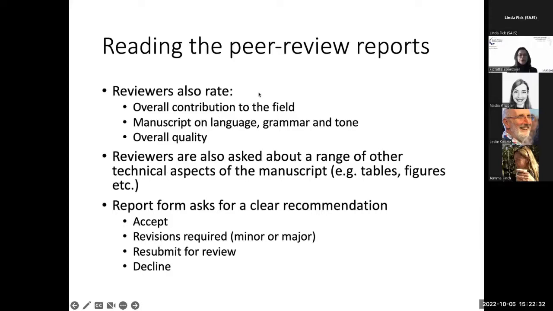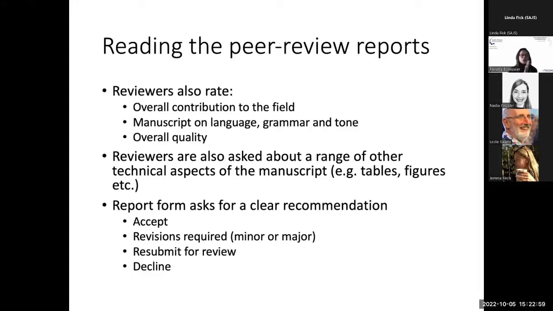So reviewers then are also asked to rate. Okay, so these, as I've said, are questions that accompany the narrative report, and some of these would be elaborated in the narrative report. But these questions are useful because they give us as editors a kind of quick overview of the reviewer's assessment of the manuscript.